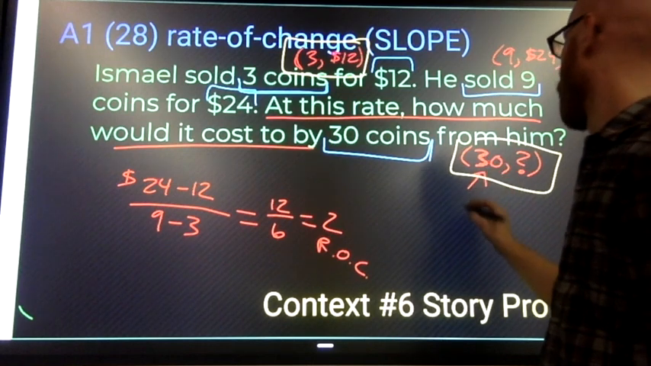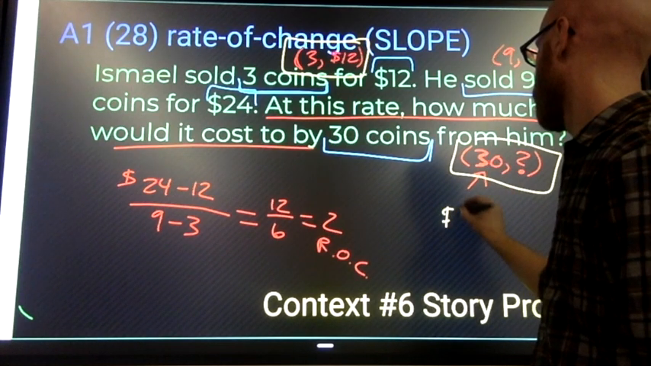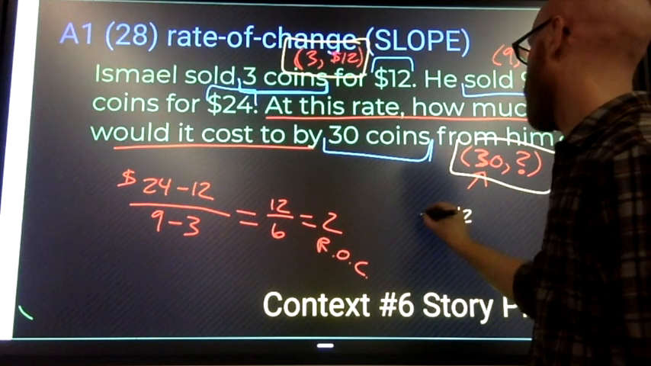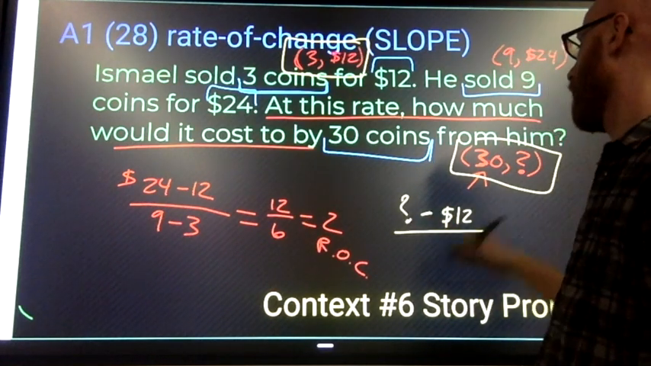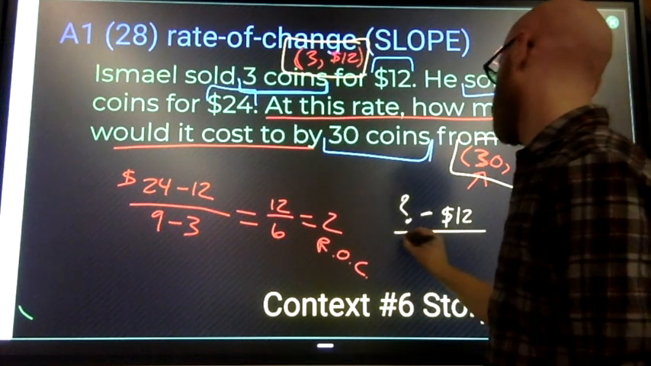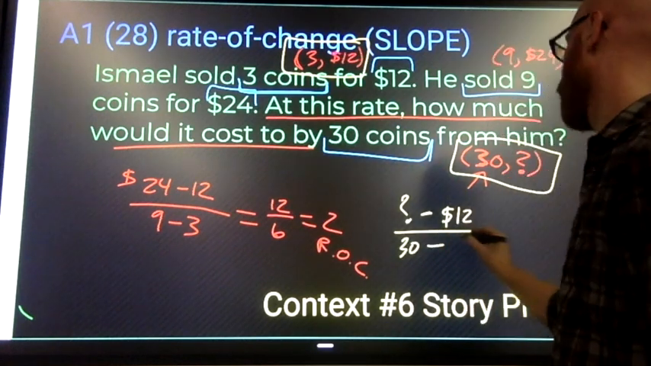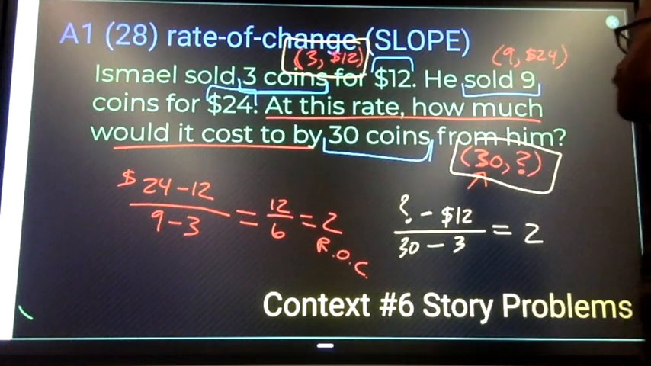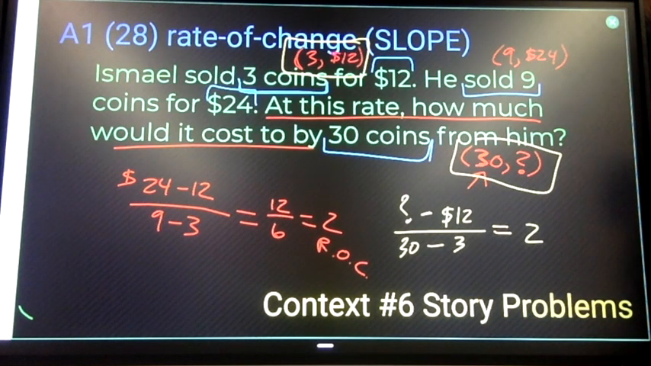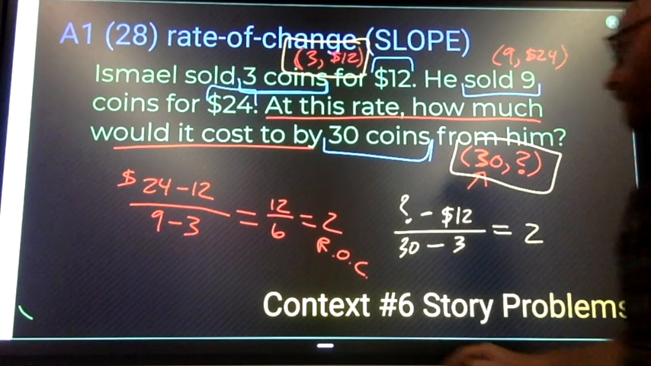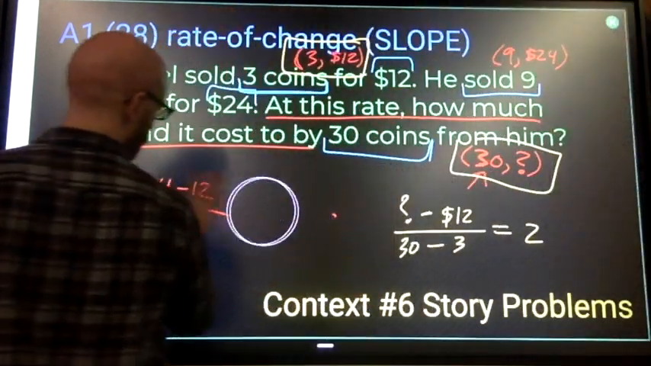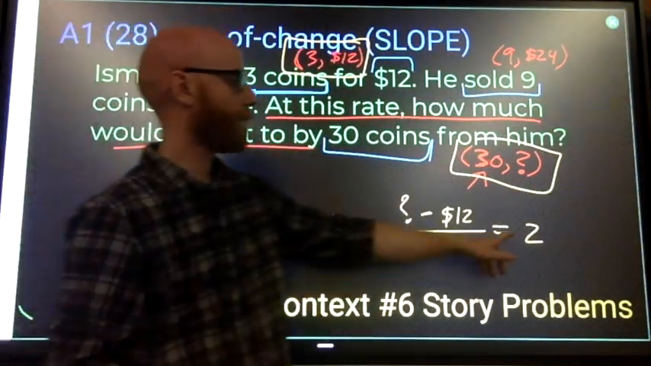So 12 subtracted from something that I don't know, divided by 30 minus 3, has to equal 2. All right, and then I could use my operations to figure this out. So how do I know that 2 is there?